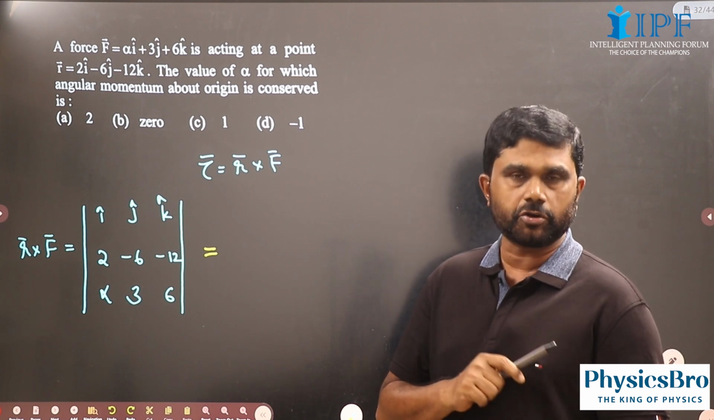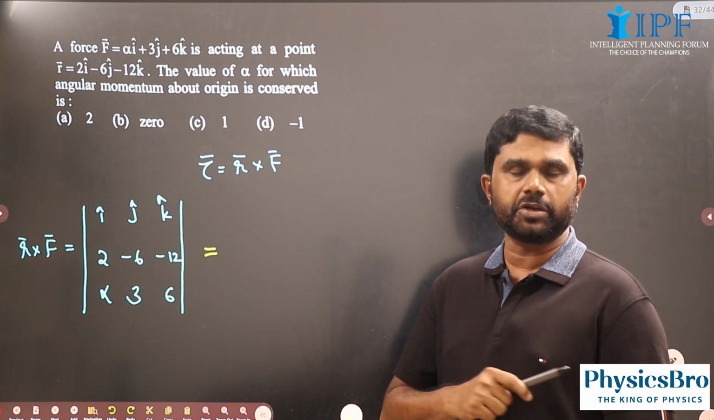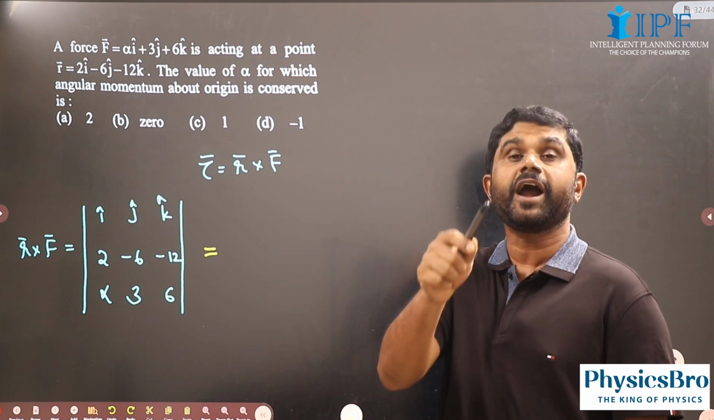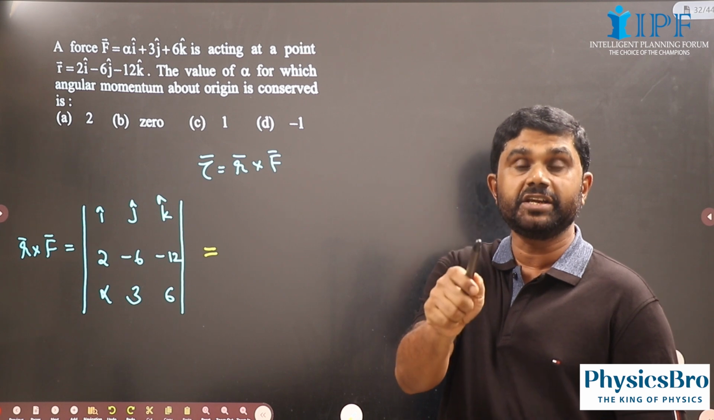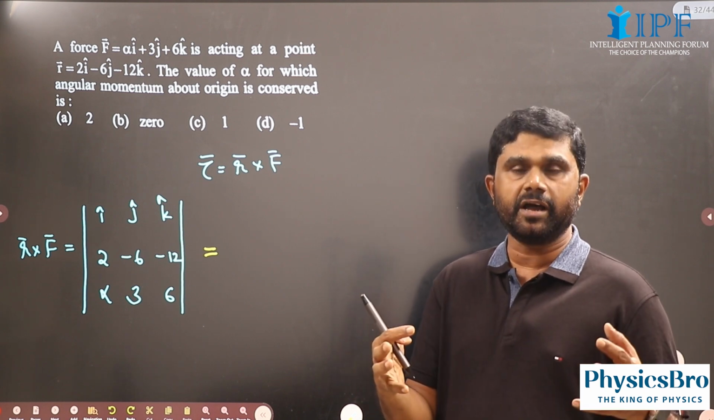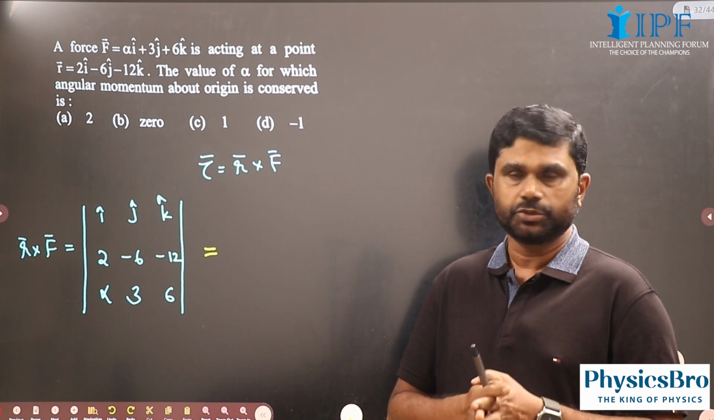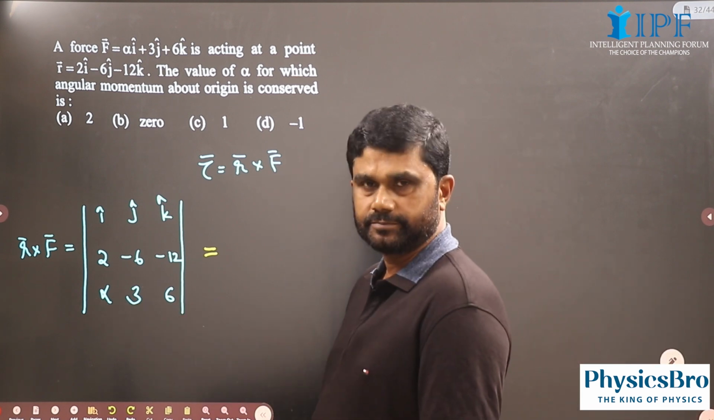X component of the torque should be 0. Y component of the torque should be 0. Z component of the torque should be 0. We have to find out only the value of alpha. So we have to take only the component which contains alpha. Okay, now alpha is here.